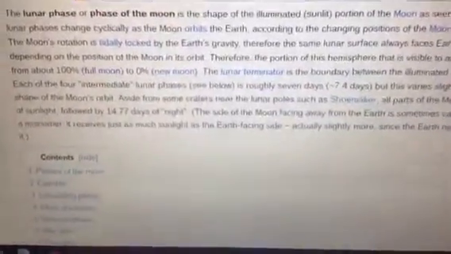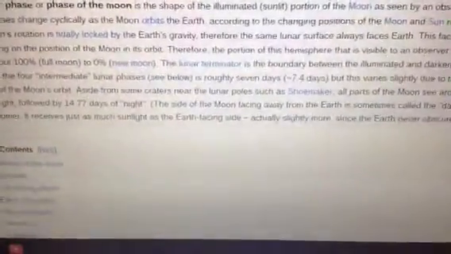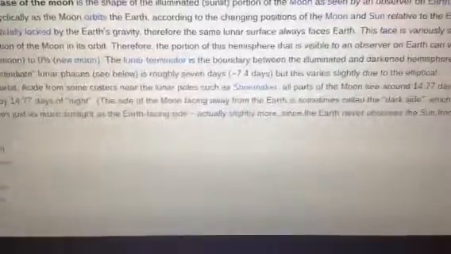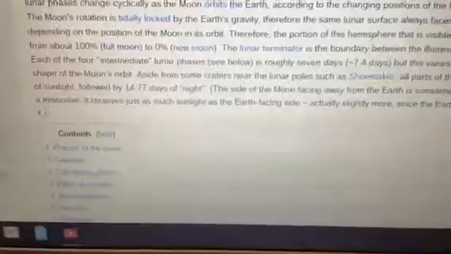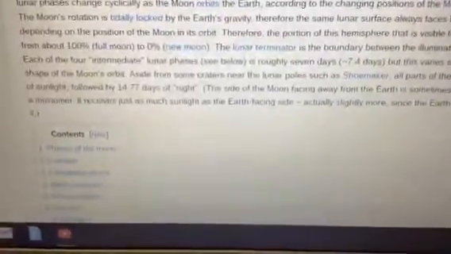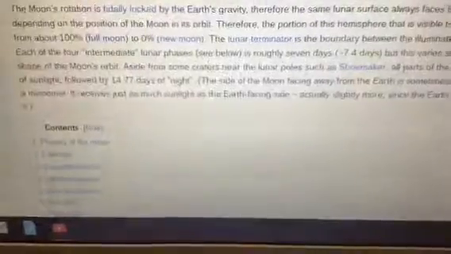Okay, so each of the 4 intermediate lunar phases is roughly 7 days, but this varies slightly due to the elliptical shape of the moon's orbit. So things can affect the moon orbit around the earth. So this is why we have these variations from month to month, and this is why we have a variation of 29 days in some months, and in other months we have 30 days.